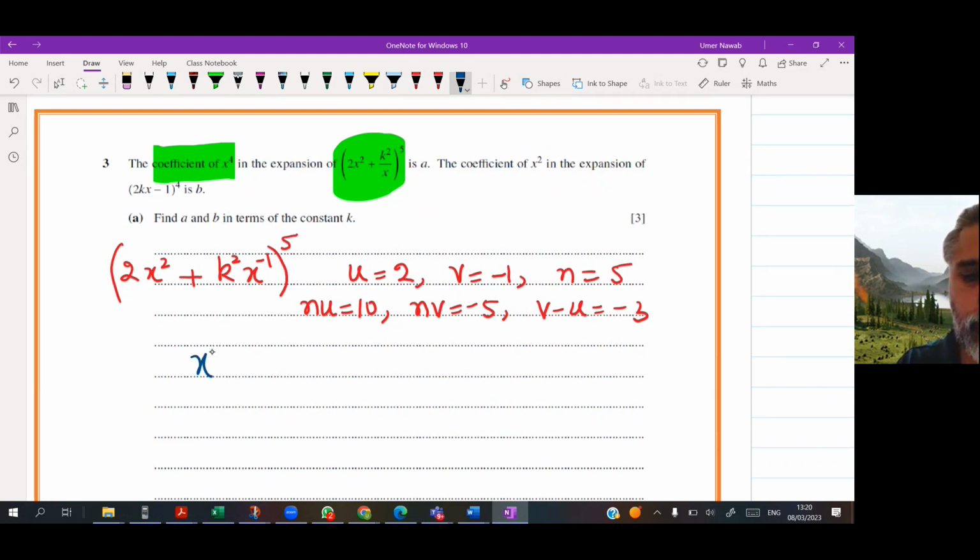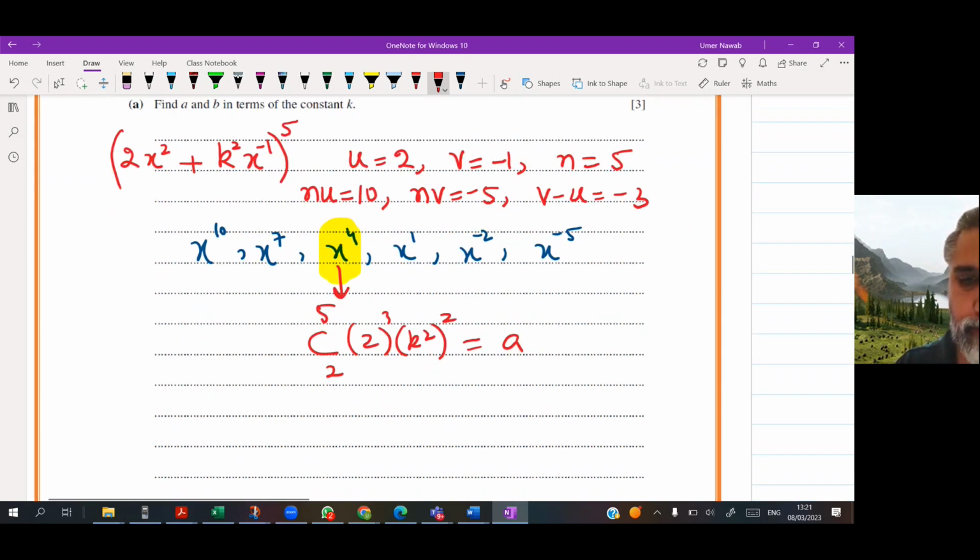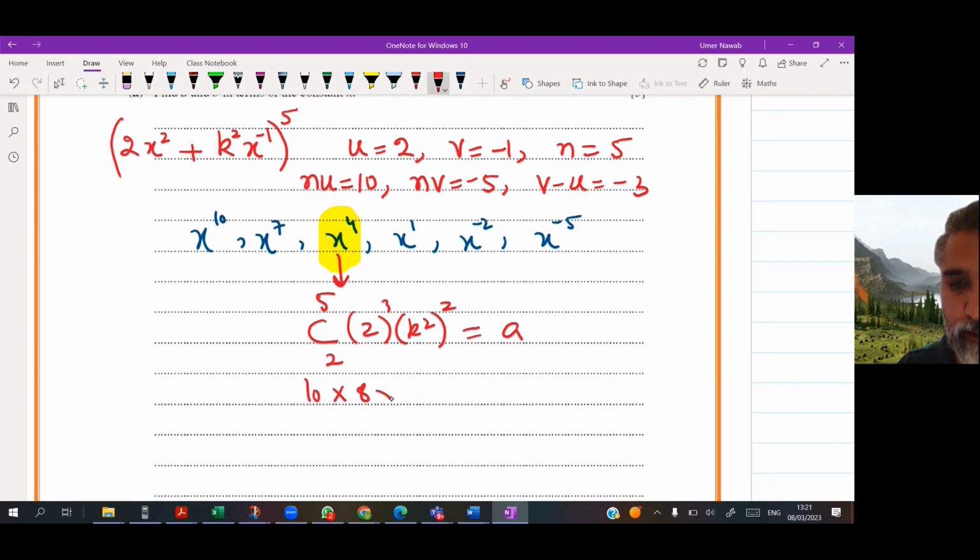Our powers are 10, 7, 4, 1, minus 2, minus 5. We are looking for x to the power 4, so 5C2 times 2 squared times a squared raised to the power 2. He said it is equal to a. 5C2 is 10, right? So a is equal to 80 a to the power 4.